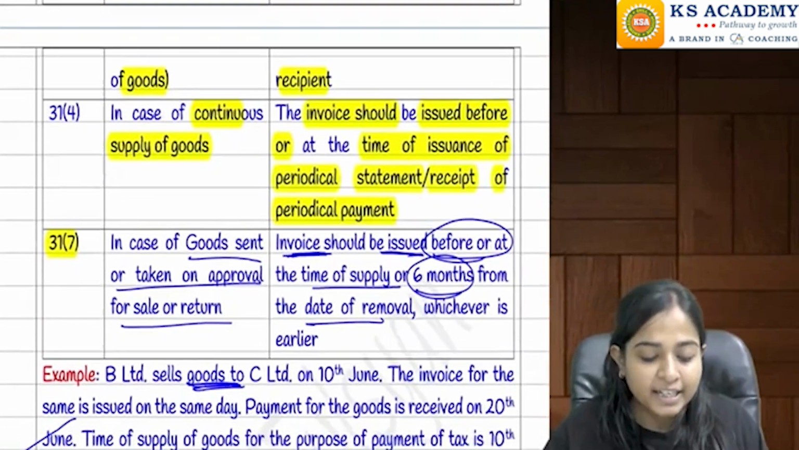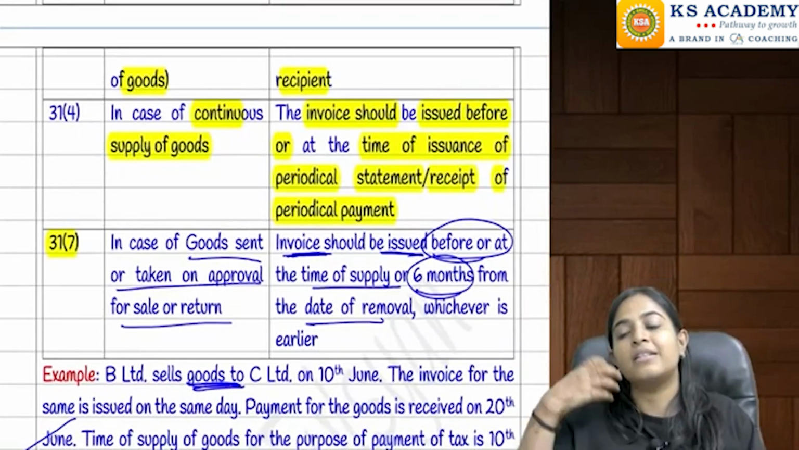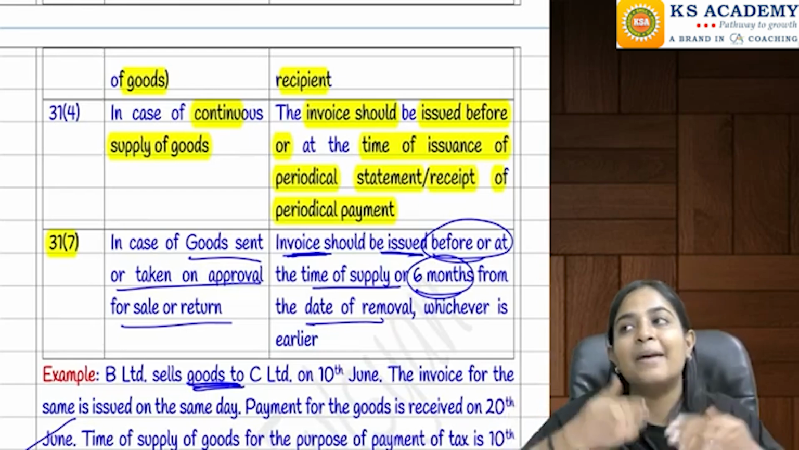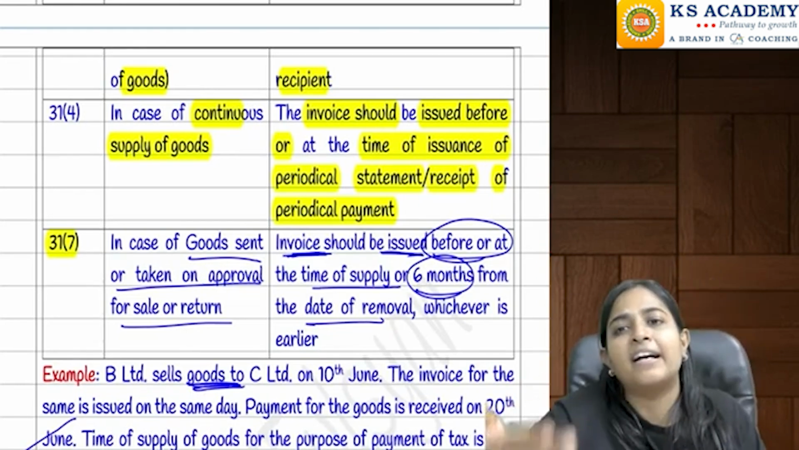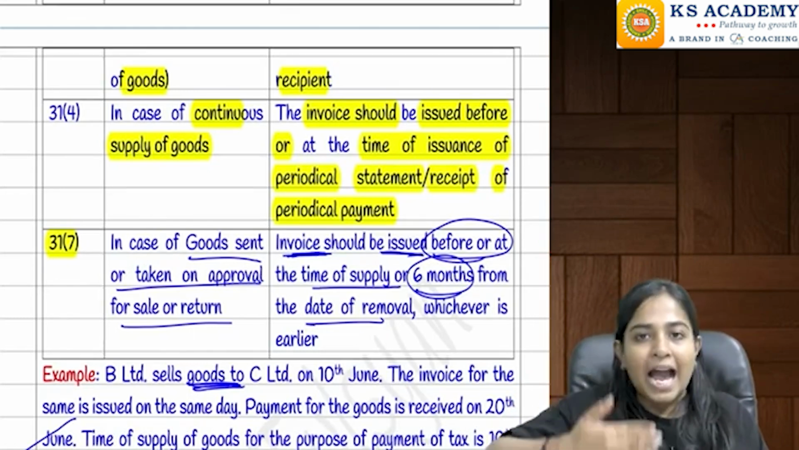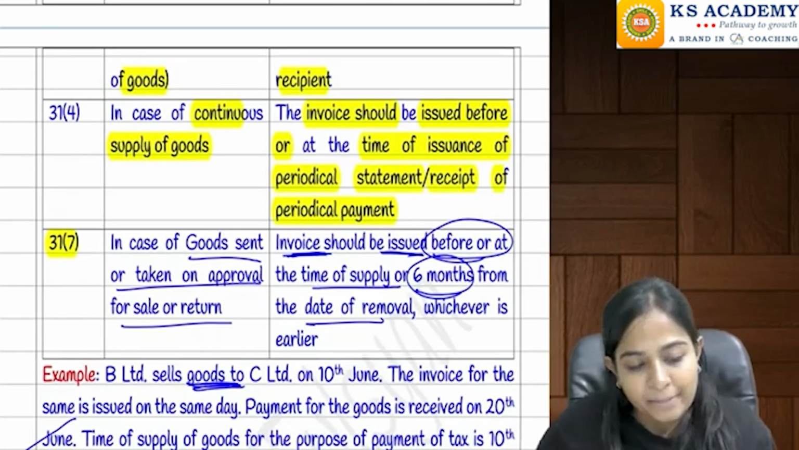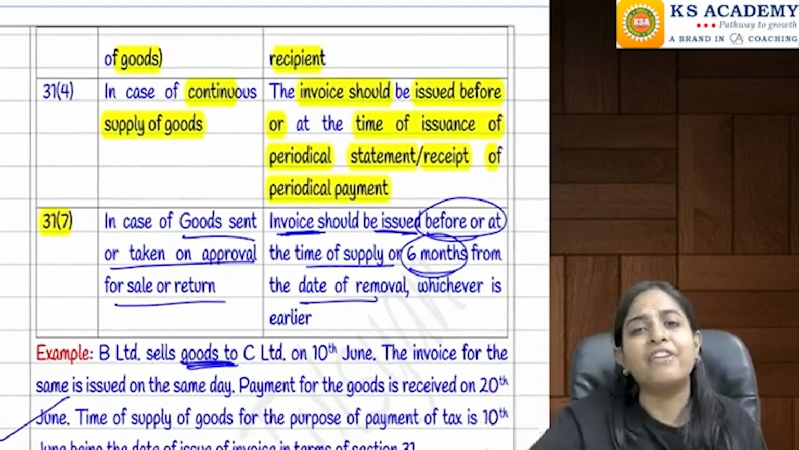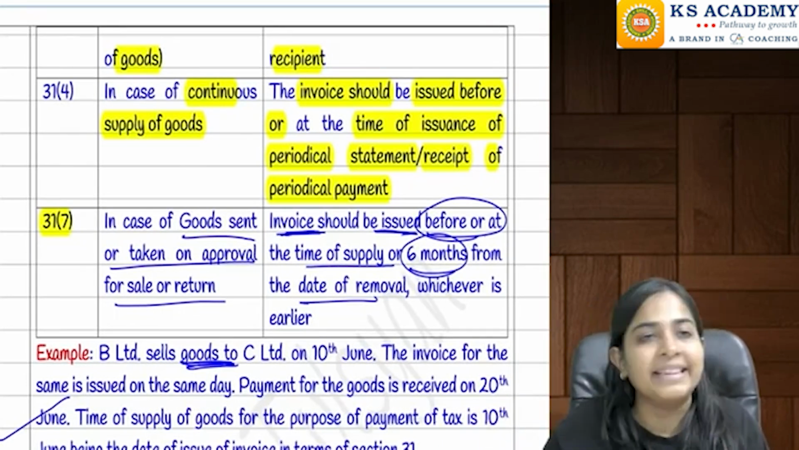Then in case of continuous supply of goods, ma'am, what do you mean by continuous supply of goods? In continuous supply of goods, there is a contract or agreement between the supplier and the recipient that I am going to continuously supply the goods under a particular contract on a recurring basis, for which you are going to give me periodical payments. I am going to give you periodical supply, you are going to give me periodical payments. Are you clear with this? Yes. So in case of continuous supply of goods, every month or every quarter there will be such supply. So what will be the time of supply in that case?